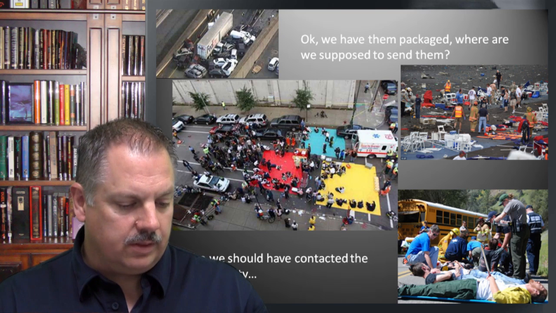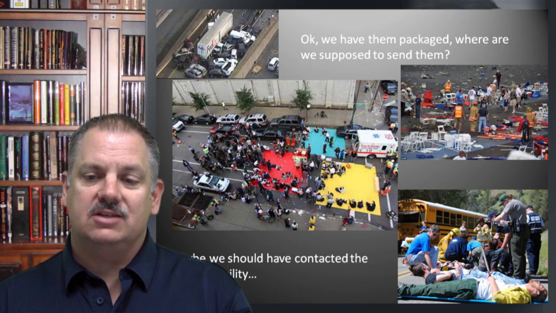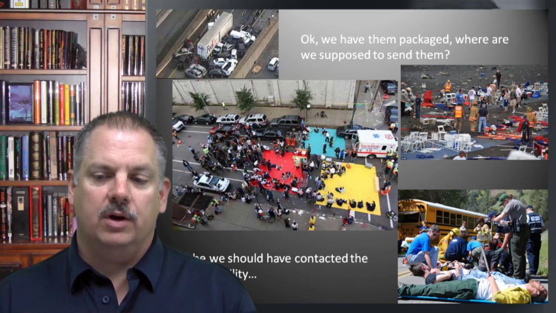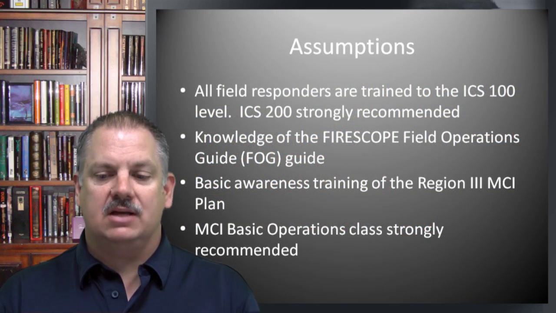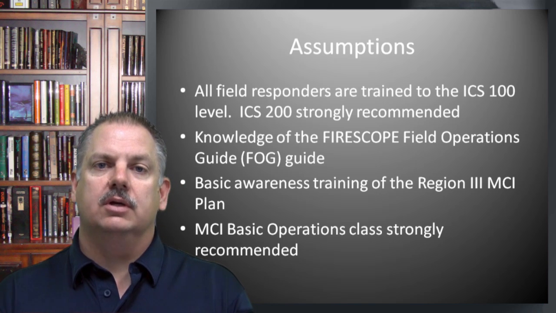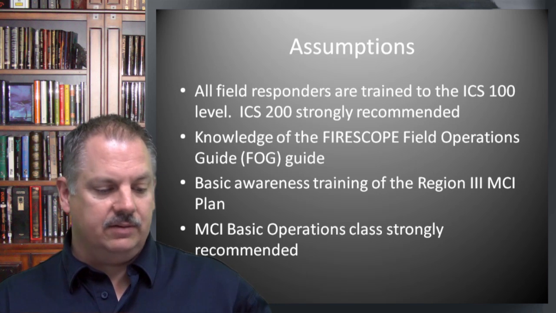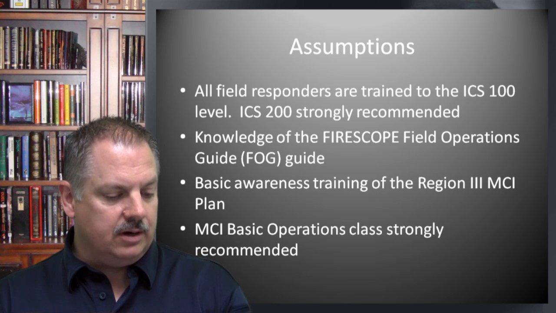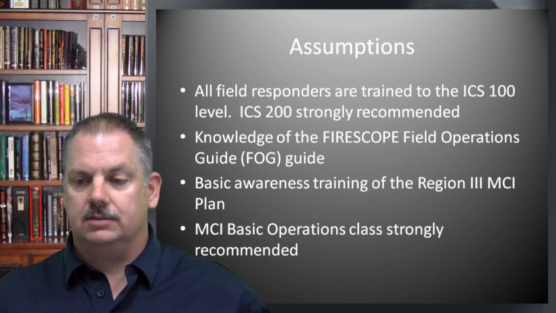So some assumptions for this one are going to be the same as the previous manual. All responders should be trained to the ICS 100 level. ICS 200 is strongly recommended. Knowledge of the FIRESCOPE field operations guide, and then basic awareness training of the MCI Region 3 plan, which we just had. And then an MCI basic operations class is strongly recommended, and that's typically just a day-long class that goes over basic MCI operations and how to build a scene. It takes the paper guide and just goes much further with it. So the purpose, as you can see there, is that it's intended to be an all hazards plan for distribution of patients regardless of the cause or the event.